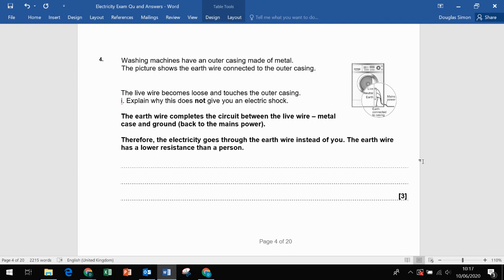Now, obviously, if you touch this with wet hands, you increase the chance of getting an electric shock because you are decreasing your resistance. So you'd always want to get this fixed, but hopefully the earth has saved you if there's a fault that you don't know about.